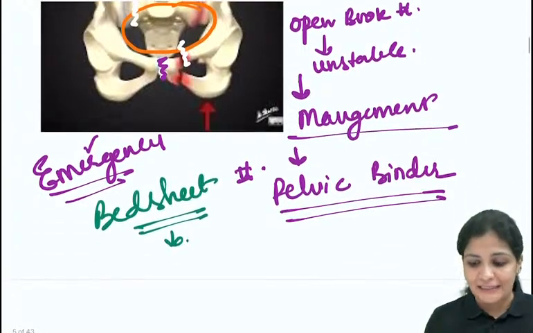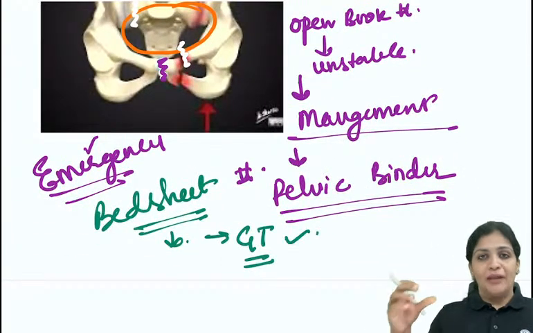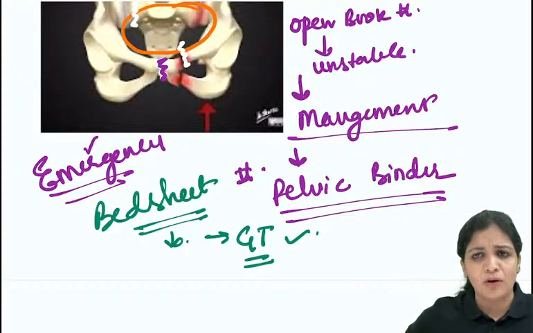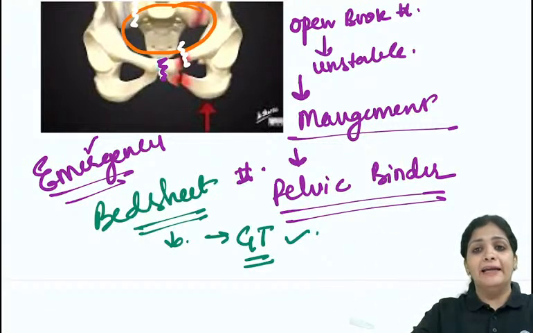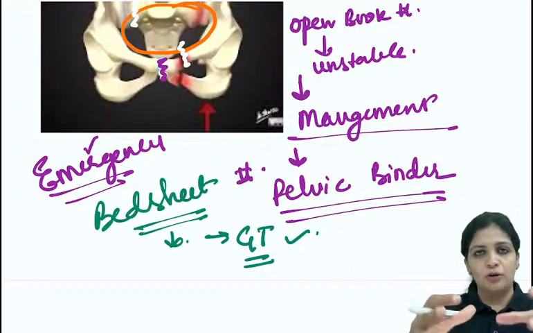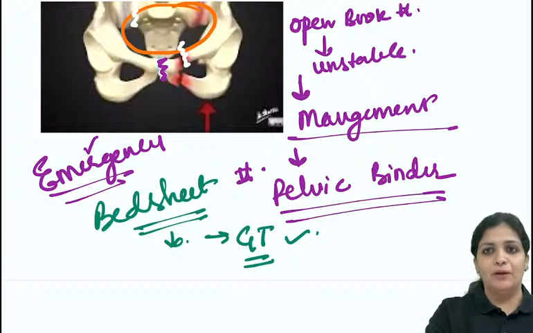Which level will you tie this? At the level of the greater trochanter. So now you will identify the greater trochanter on the pelvis. You can identify it right on the lateral aspect. You can find a bony prominence which is called the greater trochanter, and at that area you will put the bed sheet and you will put a tight knot, like you are tying laundry. Whenever we put all the clothes in a big bed sheet we tie it, right? So similarly, you have to tie that pelvis like that.